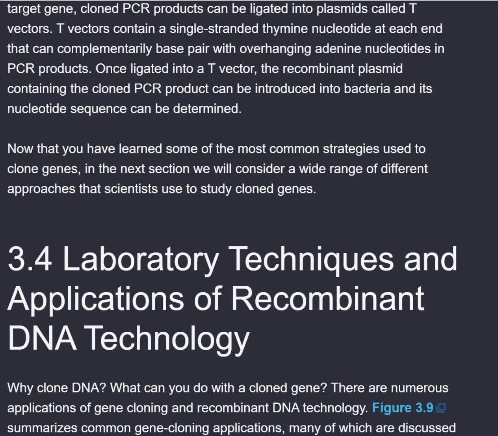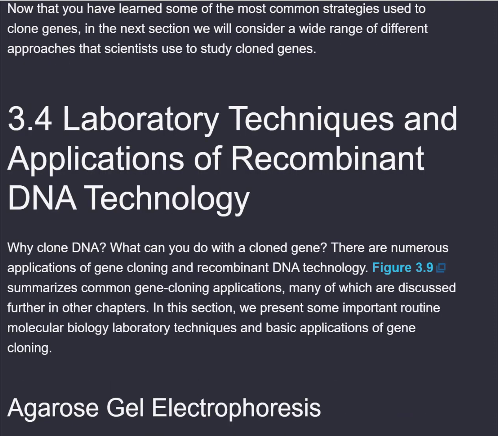Target gene. Cloned PCR products can be ligated into plasmids called T vectors. T vectors contain a single-stranded thymine nucleotide at each end that can complementarily base pair with overhanging adenine nucleotides in PCR products. Once ligated into a T vector, the recombinant plasmid containing the cloned PCR product can be introduced into bacteria and its nucleotide sequence can be determined. Now that you have learned some of the most common strategies used to clone genes, in the next section we will consider a wide range of different approaches that scientists use to study cloned genes.